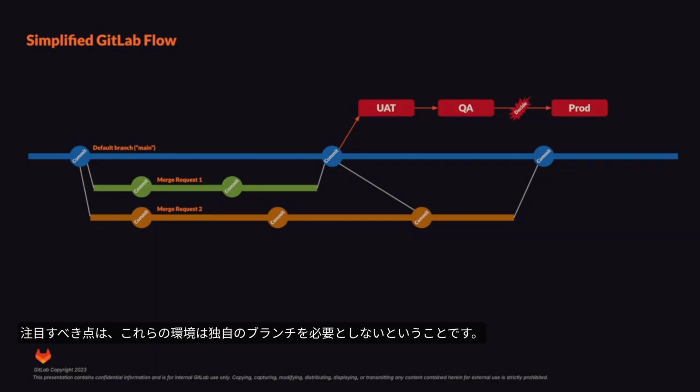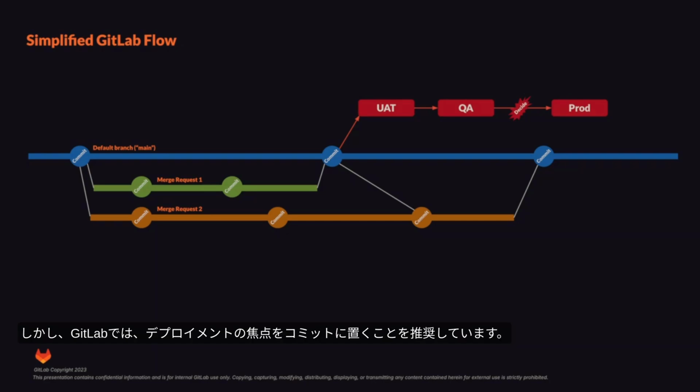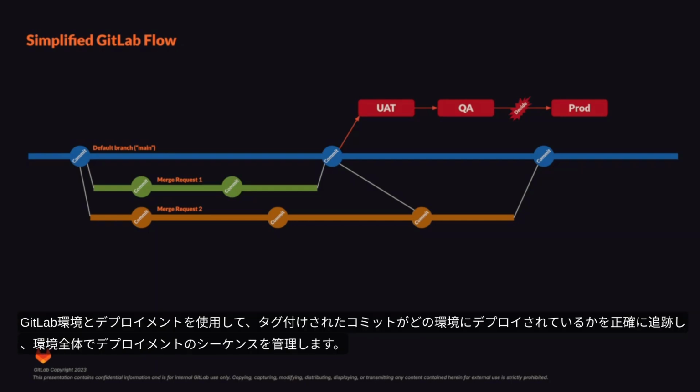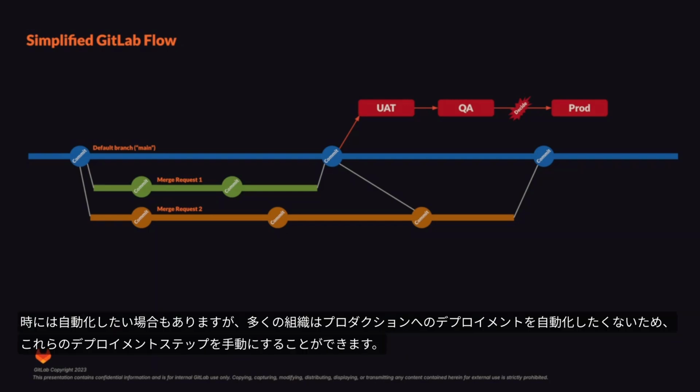Now, notice these environments don't really need their own branches, though that's a common strategy to have separate branches for these. And actually, for a while, it was promoted in the Git community to have separate branches for each deployment environment. But in fact, with GitLab, we recommend have the commit be the focus of the deployment, and we keep track using GitLab environments and deployments of exactly which commit, because they're tagged, is deployed in which environment, and have a sequence of deployments throughout the environments.